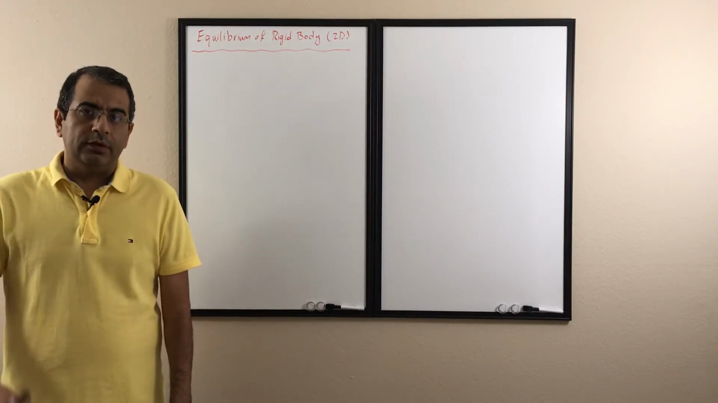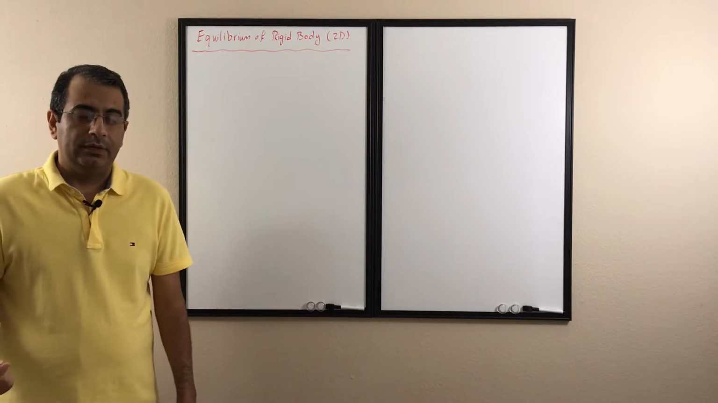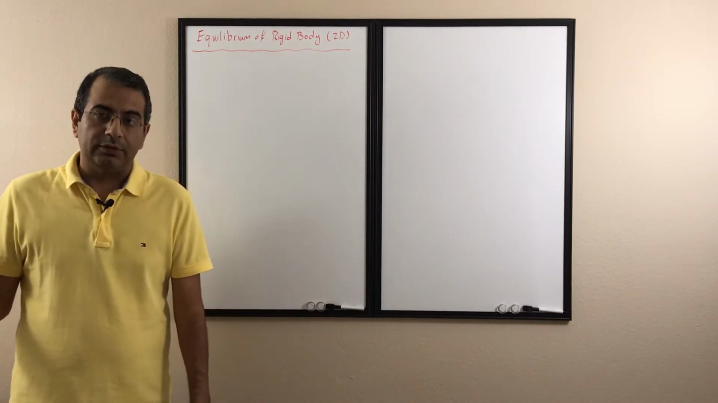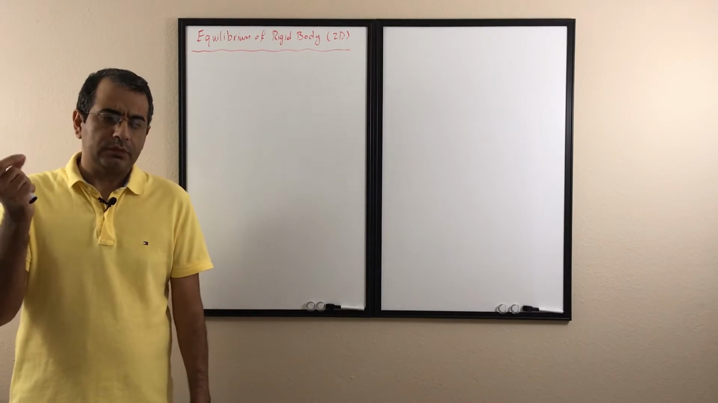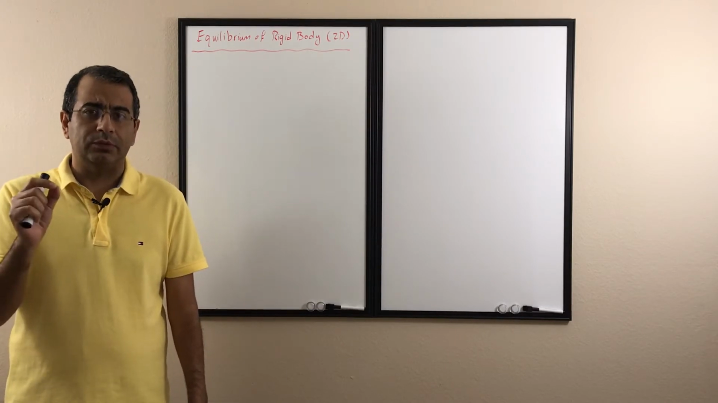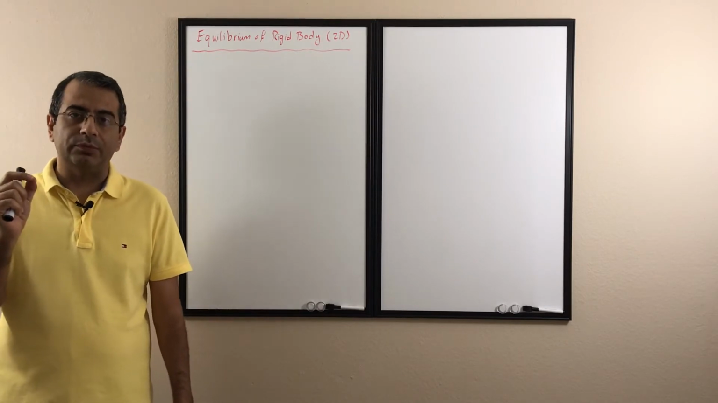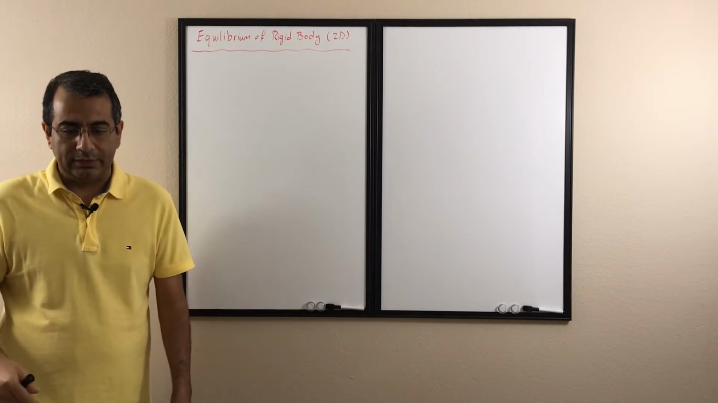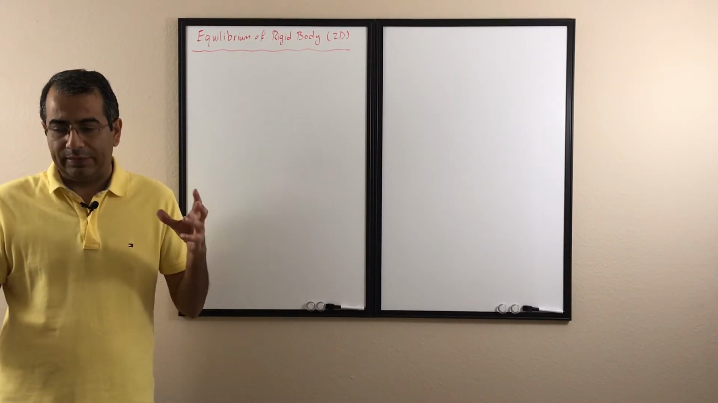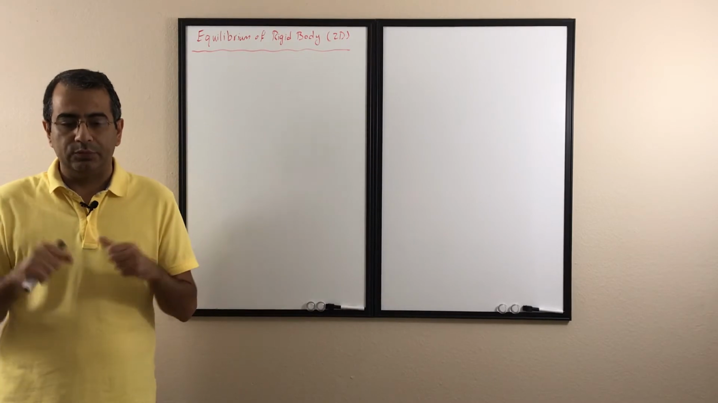Hi, today I'm going to start to talk about the equilibrium of the rigid body. Remember, previously we talked about the equilibrium of a particle, where all the forces are applied on a single point, and we looked at how that single point would be in equilibrium. This time we are looking at an object, and we want to see how a rigid body would be in equilibrium.